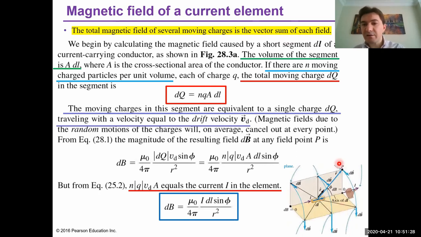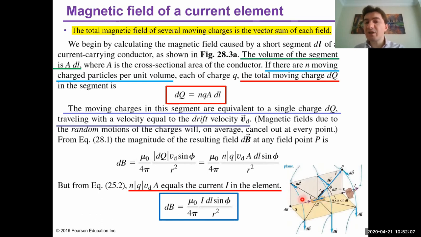Let's have a look at that picture. We have a current element, the length is dl, and here we have a current given by I in that direction. We would like to calculate the magnetic field produced by that infinitesimal current element. So the length is dl and we are looking for the dB produced by a very small segment of the current element. So how do we calculate this?